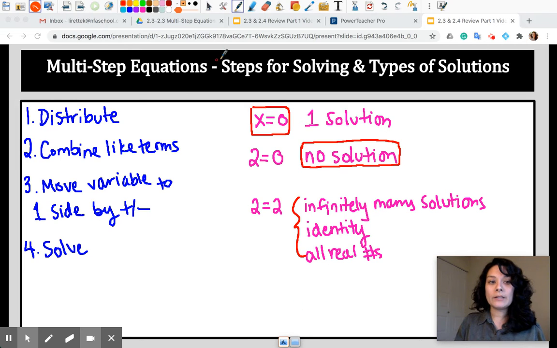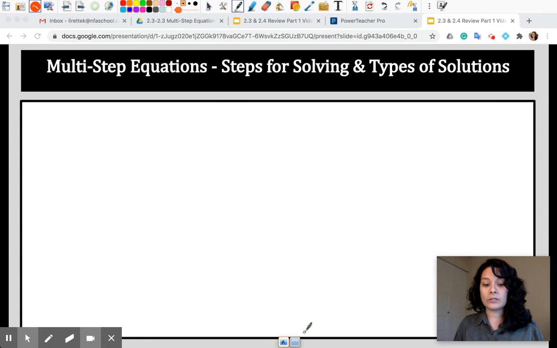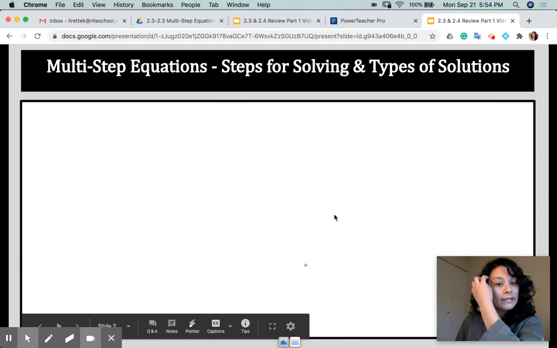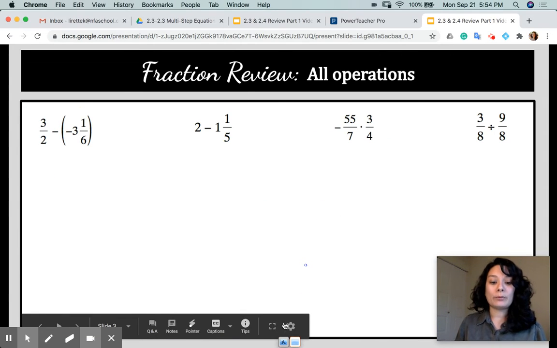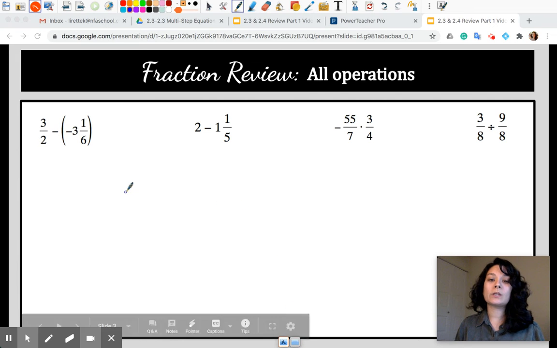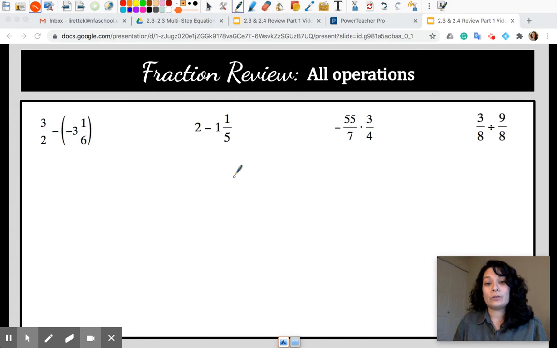Okay, so let's do a little bit of review with solving some, or not solving equations yet, but rather reviewing how to do operations with fractions, because as I mentioned, some of the equations that we're going to be solving deals with fractions.